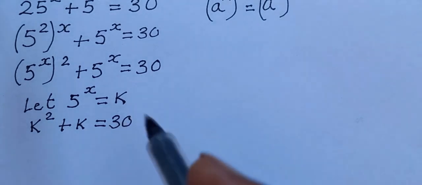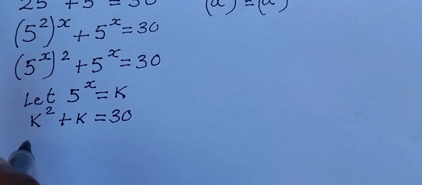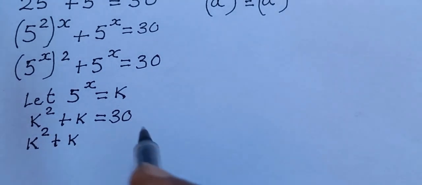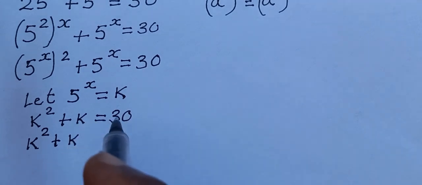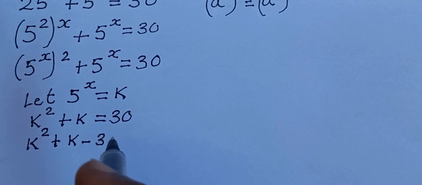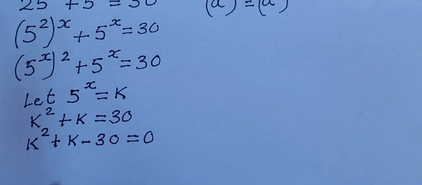30. Shift this 30 from the left hand side to the right hand side. So we have k squared plus k. Then 30 from the right hand side to the left hand side, it acquires negative sign. So we have negative 30 equals 0. Obviously, this is a quadratic equation, so we can use any method to solve it.